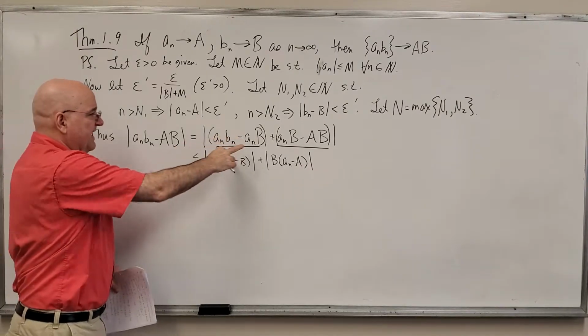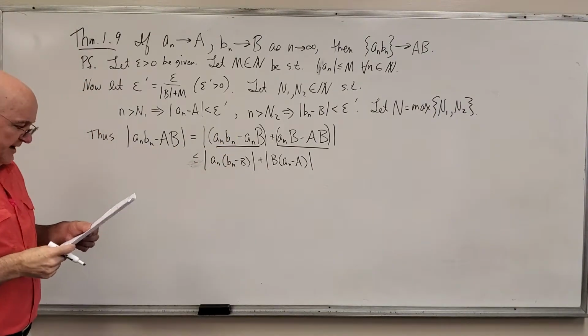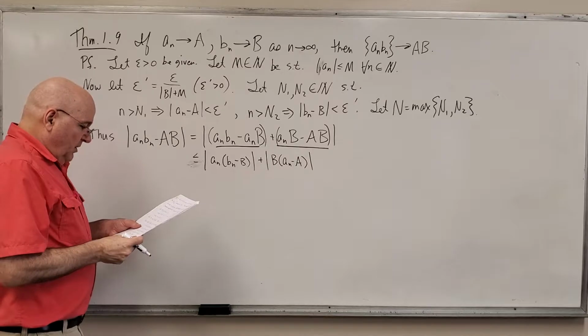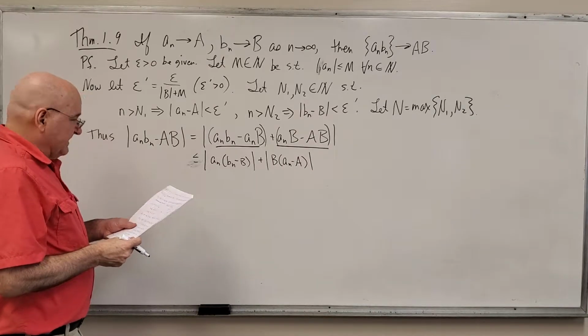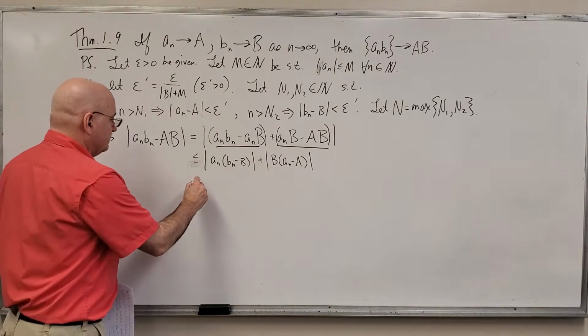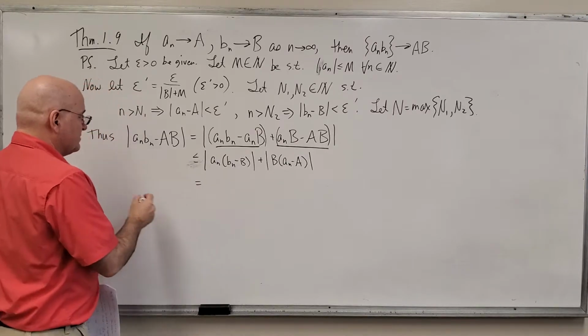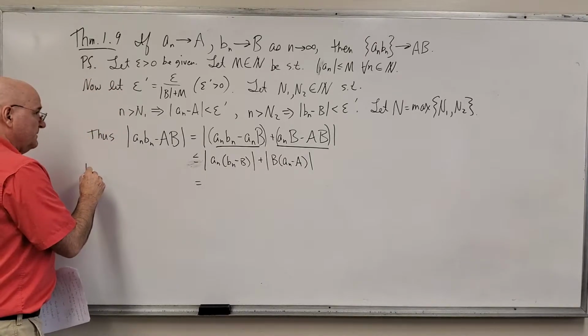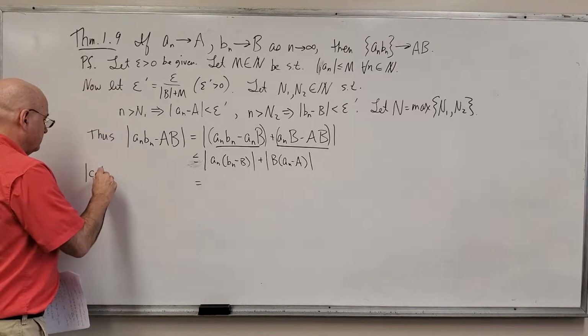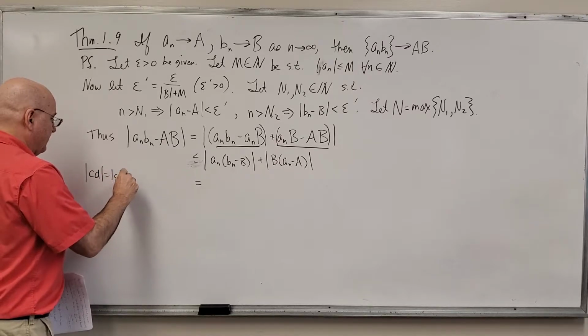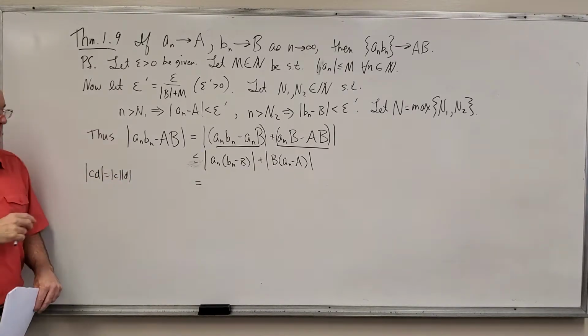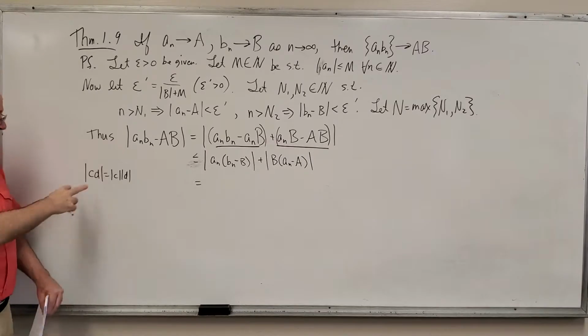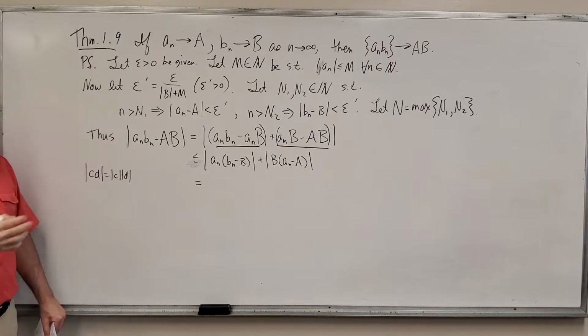So I did a little bit of factoring, and I used the triangle inequality as well. Well, that's exactly equal to, here's what I'm going to use. I'm going to say that the property of absolute value says I can break the absolute value of a product into the product of the absolute values.